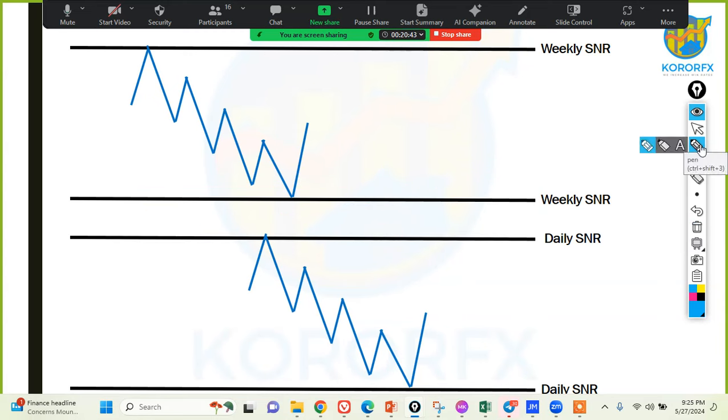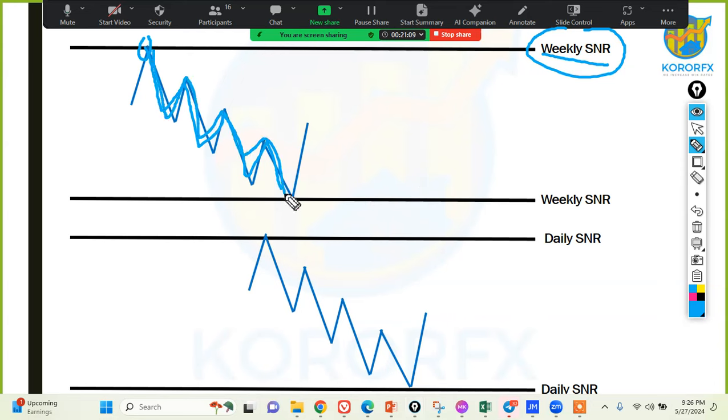So here, my friends, here we have an SNR level, which is classical SNR. This storyline which you see was a bearish storyline. Price was moving down. It started from an SNR level on weekly, and then price continued pushing down till it gets a rejection on another weekly SNR.